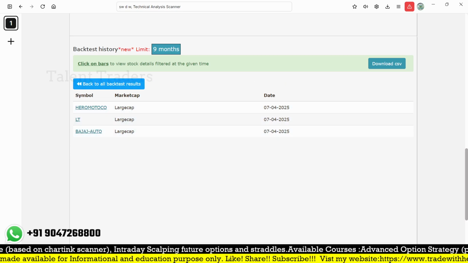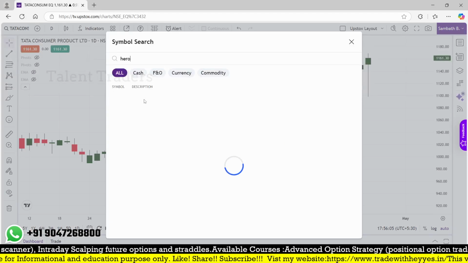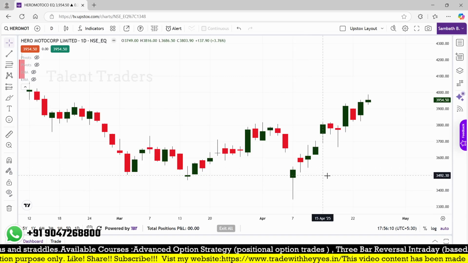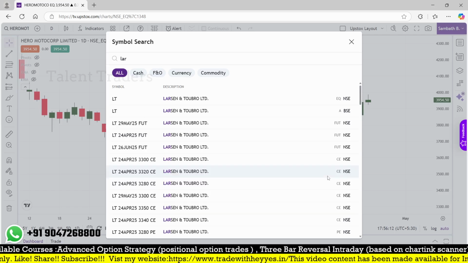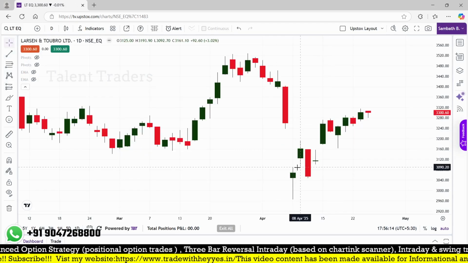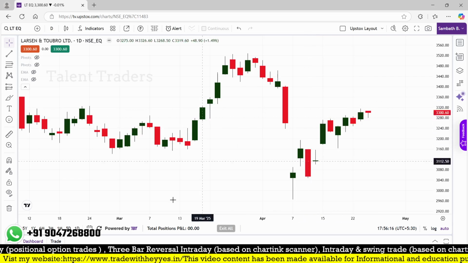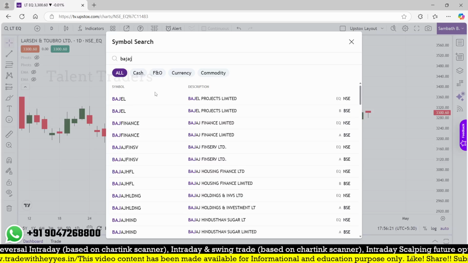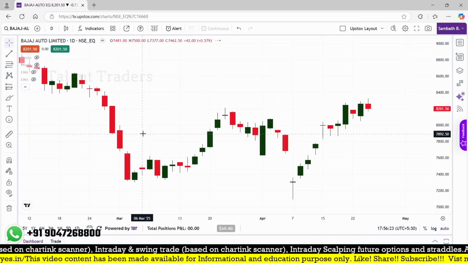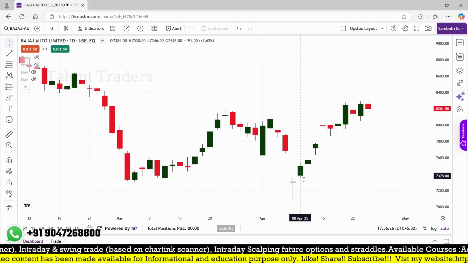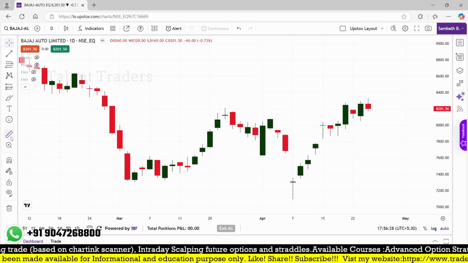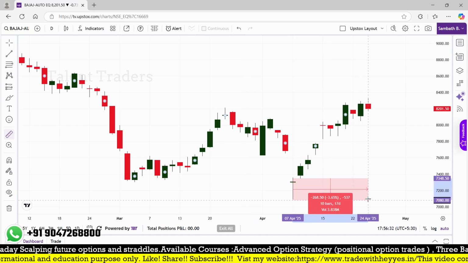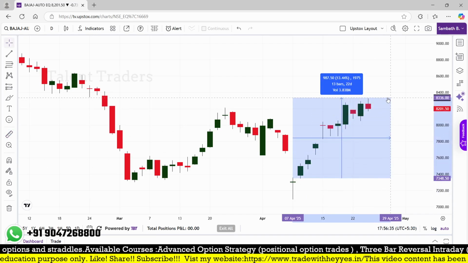And Hero MotoCorp, LNT, and 747, there is a good opportunity. LNT is also the same. After the gap down, there is a recovery. And finally, Bajaj Auto, that is also very good. Next day there is an opportunity, maybe or maybe not. But after that breakout, we are considering this valid. So almost 3.5%, now it is 13% recovered.